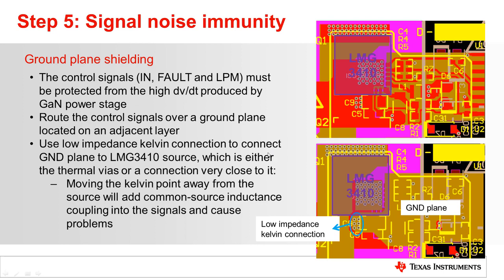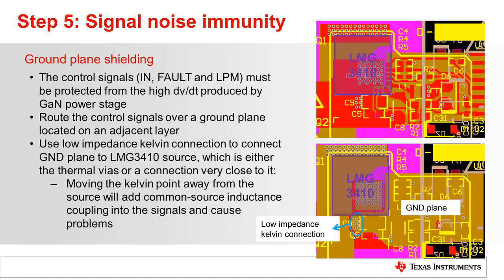Secondly, the ground plane shielding is also going to be needed. The control signals such as IN, FAULT, and LPM must be protected from the high dV/dt produced by the GaN power stage. To do that, the control signal needs to be routed over a ground plane located on the adjacent layer. Also, we want to use a low impedance Kelvin connection to connect the ground plane to the LMG3410 source, which is either using thermal vias or a connection very close to it.